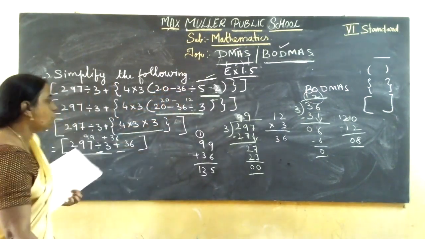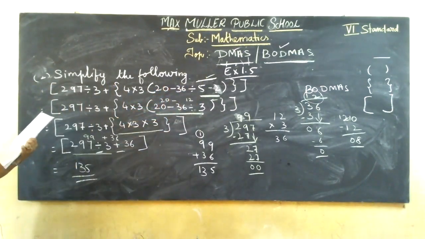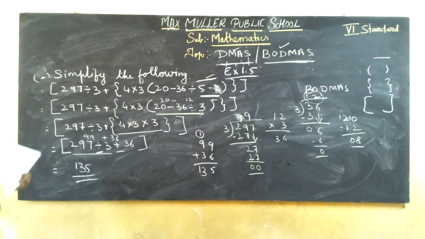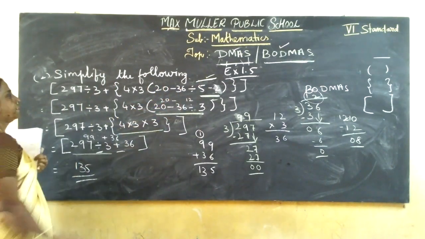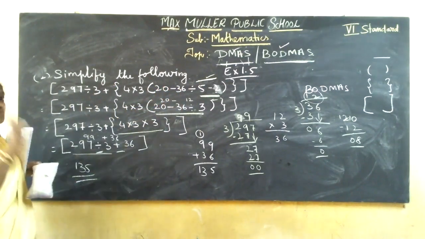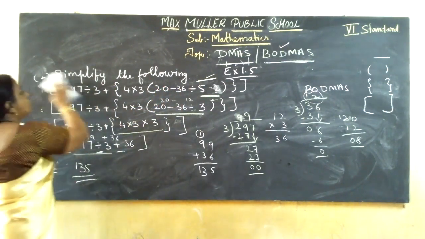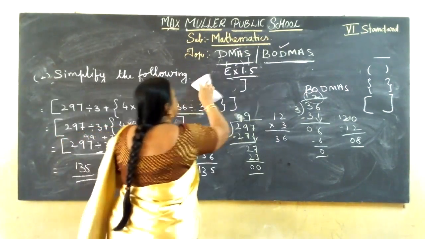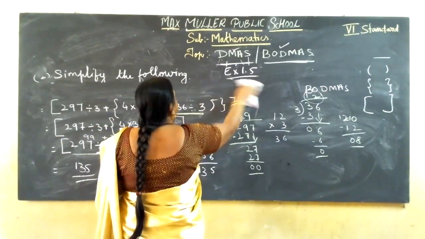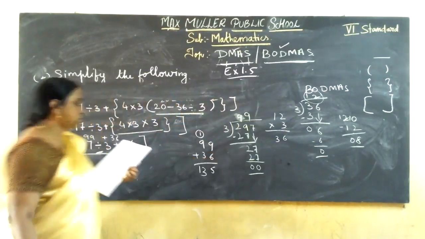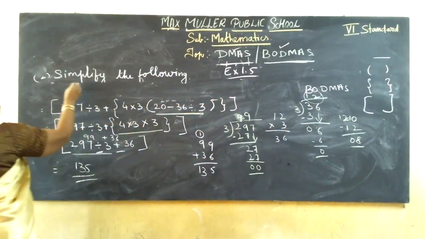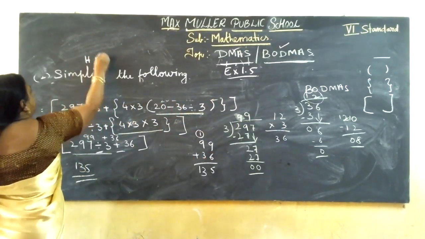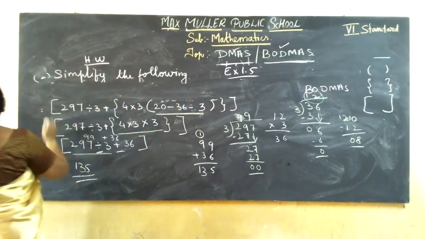Clear? Now copy in rough note. Only one sum I'll give as homework. Homework sum. I'll write up this question. Same method you should follow, BMAS and BODMAS rules. So homework question, heading same, simplify the following.